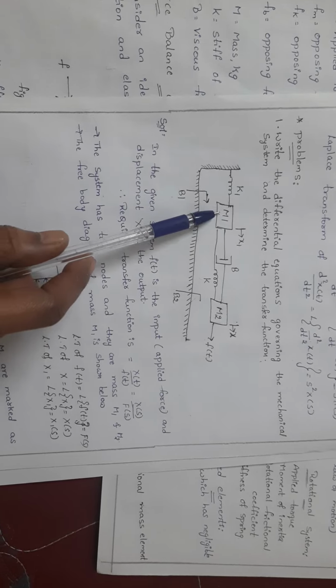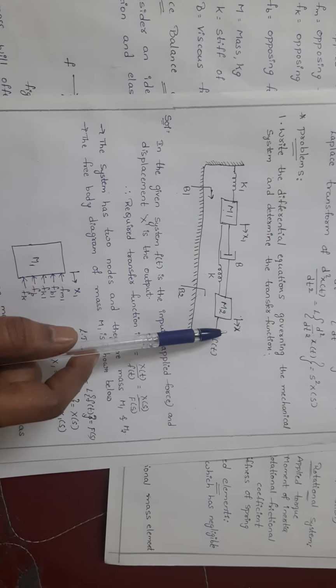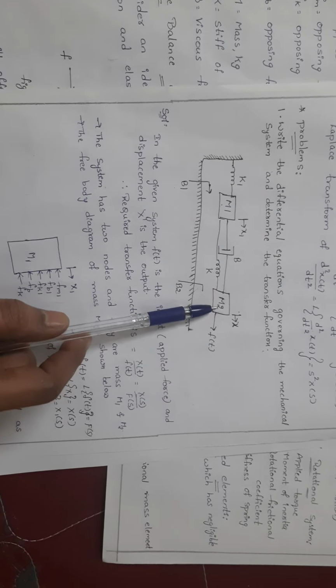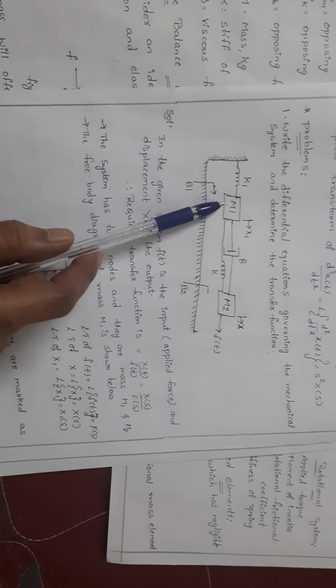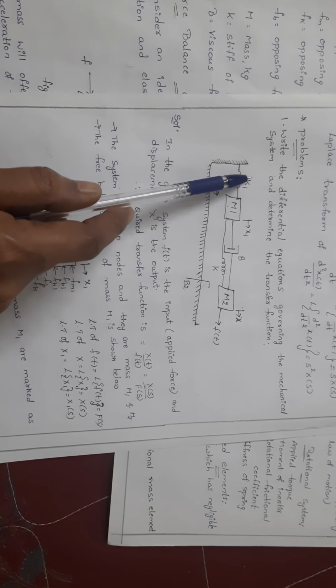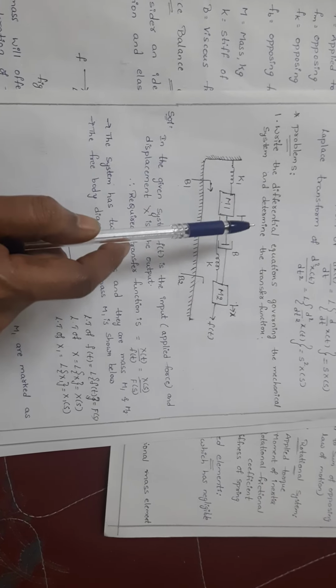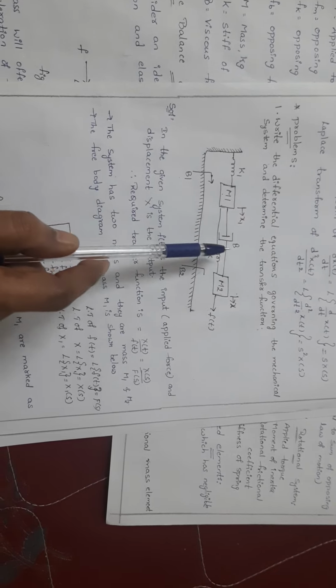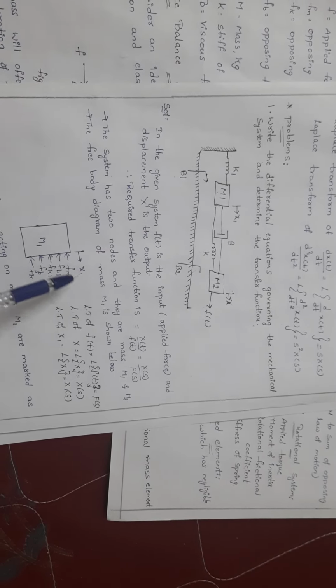So first, the first step is to draw the free body diagram. First you have to draw the free body diagram for m1, then for m2. So for m1, what is the free body diagram? See, what is attached to m1? K1, B1, and this is the displacement, leave it, B and K. See, you represent the displacement. So what are there? F m1, as usual for m1.